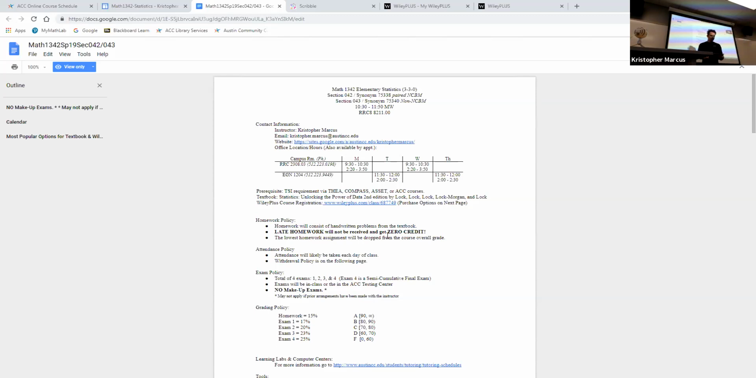The prerequisites for this course: there's some TSI requirements that need to be met legally to be in this class. They sent a roster out recently. I'll go through the roster and check.